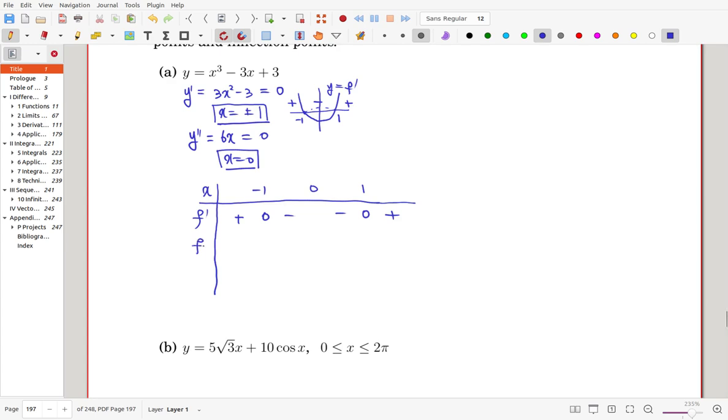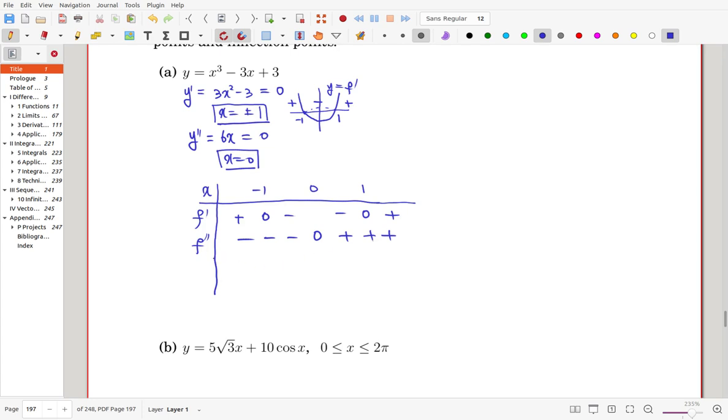Now, how about f double prime? Once x equals 0, then f double prime is 0. On the left-hand side, the value is negative, and on the right side, the value is positive. Of course, if you try to put that over there, you can see it like that.